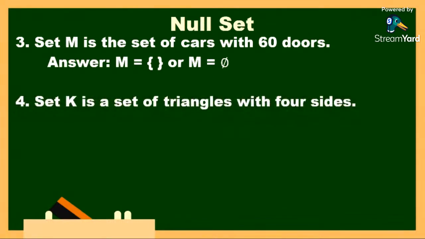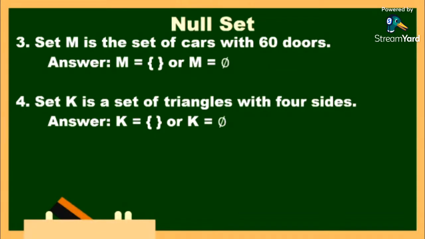Another example, set K is a set of triangles with 4 sides. Okay, set of triangles daw na merong 4 sides. As we all know, pag sinabi nating triangle, mayroon lamang siyang tatlong sides. So, kaya siya magiging null set. Si set K is a null set or an empty set dahil walang triangles na merong 4 sides.